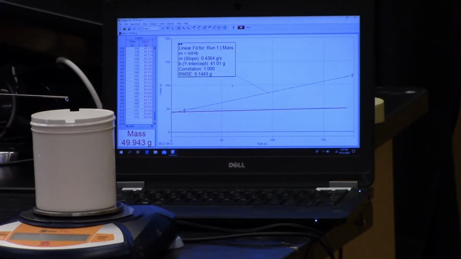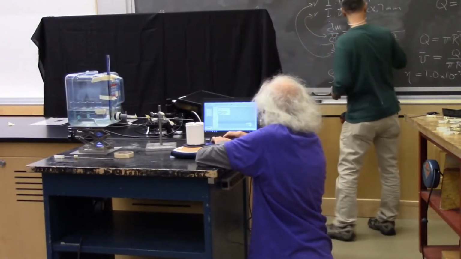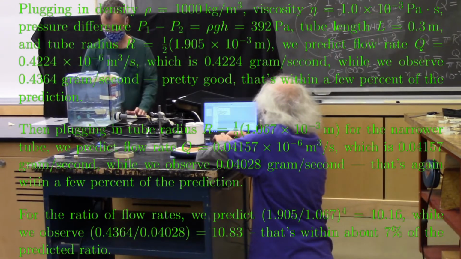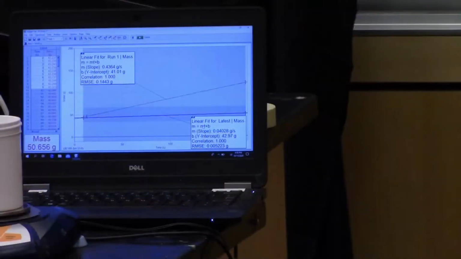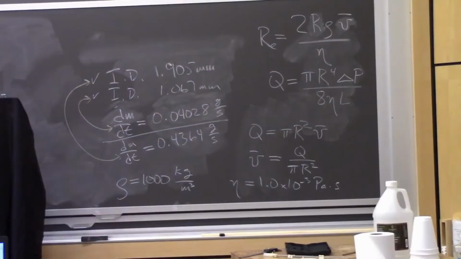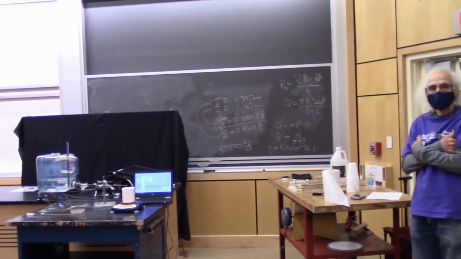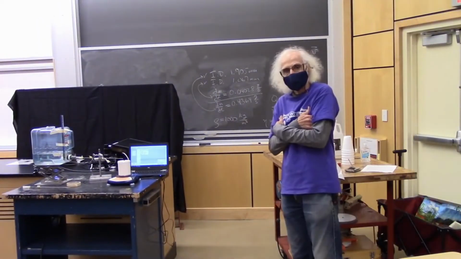Okay, those are very different slopes. 0.04028. 10.8, and our prediction is 10.2. I would say that's pretty darn good. Wow. Nice. Okay, cool. I think that's pretty neat. That's as good results as I've seen. Yeah. And I think your Reynolds number calculations are critical.